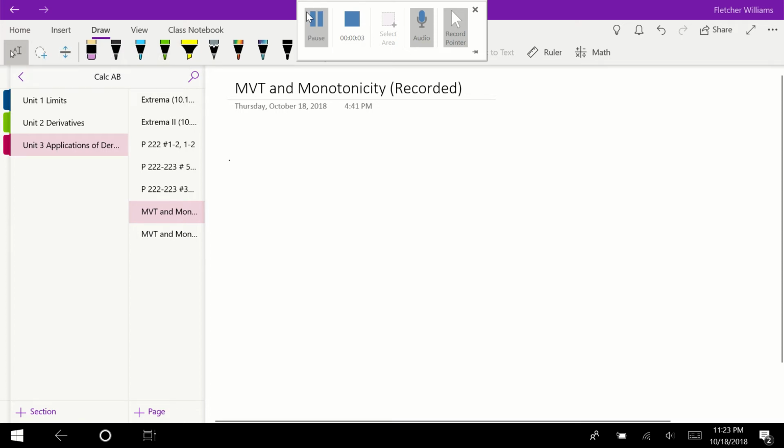Hey, so welcome to today's class. We're going to be studying the mean value theorem and monotonicity. Before we get there, just a review exercise from what we were studying before. Here's some classwork.